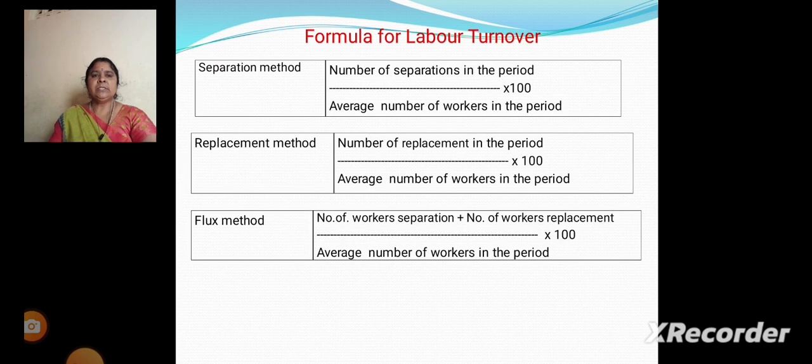Next is the formula for labor turnover. We will see all three methods' formulas one by one: separation method, replacement method, flex method. Separation method: number of separations divided by the average number of workers. Replacement method: number of replacements divided by the average number of workers, into 100. Flex method: number of workers separated plus number of workers replaced, divided by the average number of workers in the period, into 100.